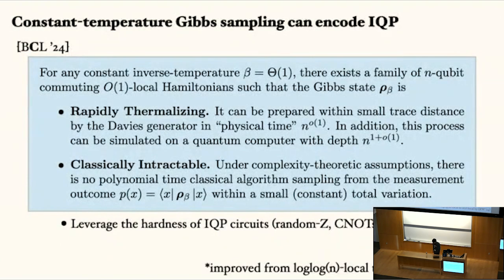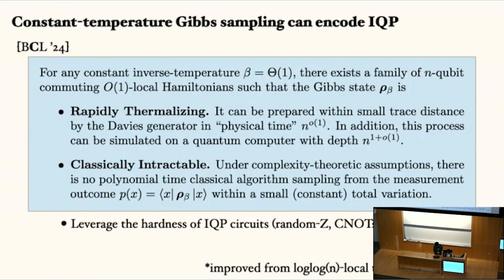Okay, so that's the first result, and I would like to use the remaining time to discuss this constant temperature result. This is a little newer, so here's the result. For any constant inverse temperature beta, we construct a family of n-qubit commuting constant local Hamiltonians such that the Gibbs state is fast thermalizing, but at the same time classically intractable.